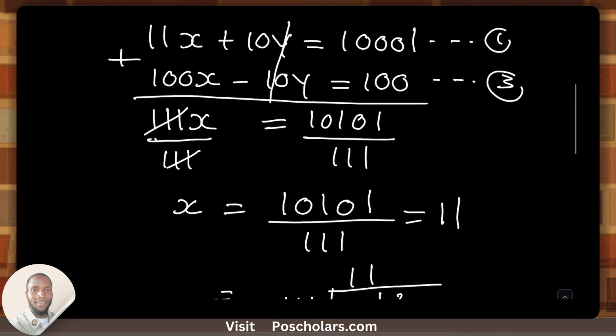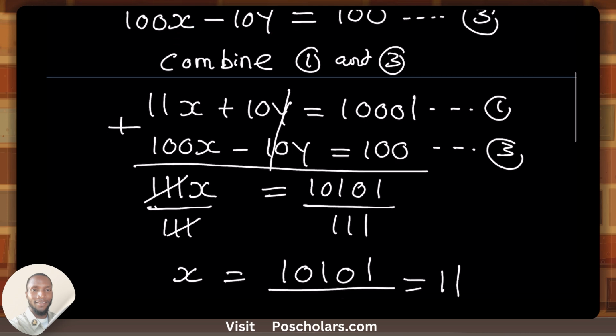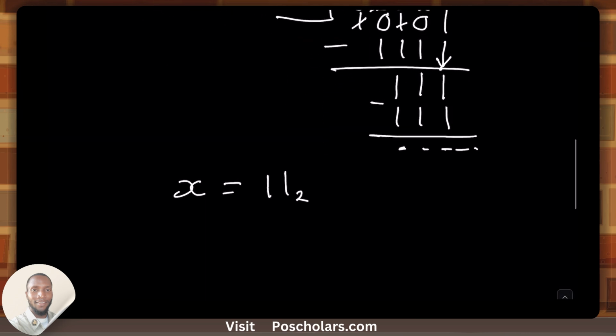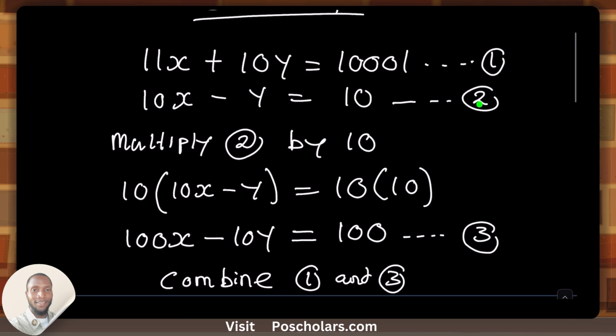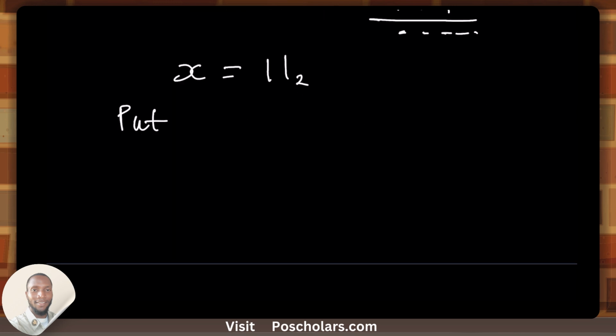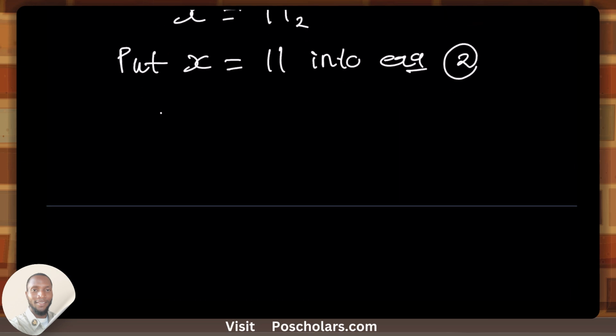Next, remember we are asked to find x and y. We have gotten the value of x, and we are left with y. To find the value of y, I can put x equal 11 into equation 2. What we need to find is the value of y, so we just substitute the value of x into this place. Now when we do that, you have 10 into bracket 11 minus y equal 10.